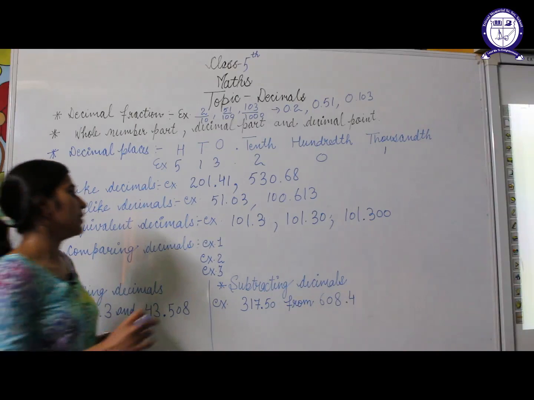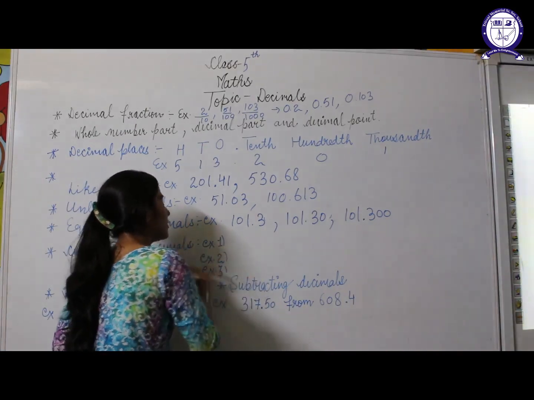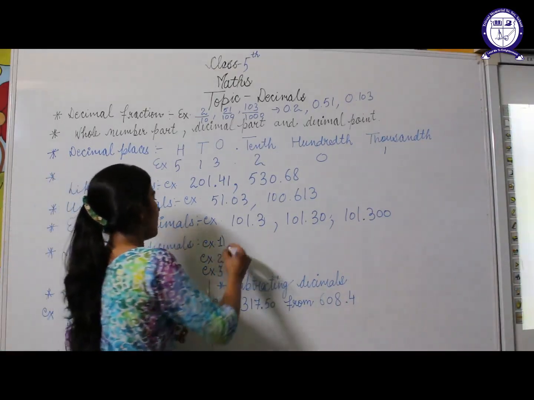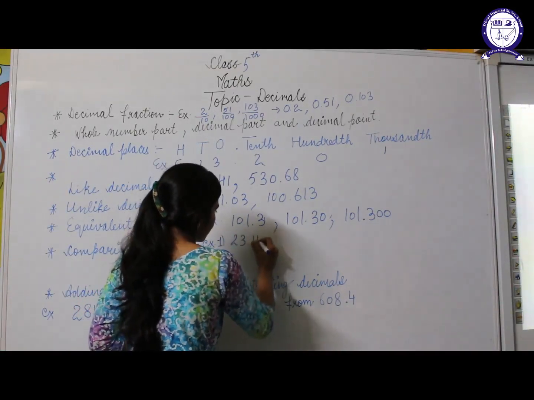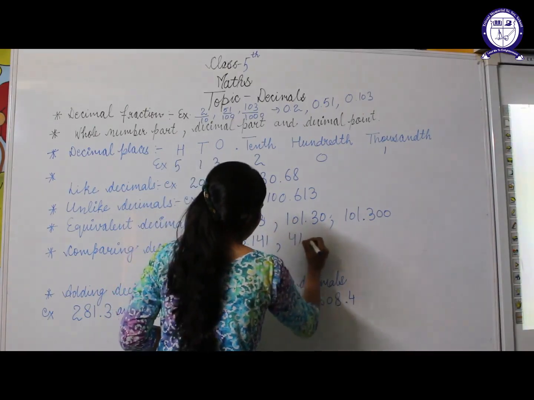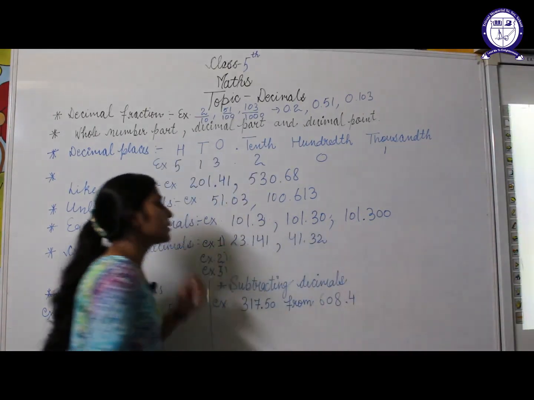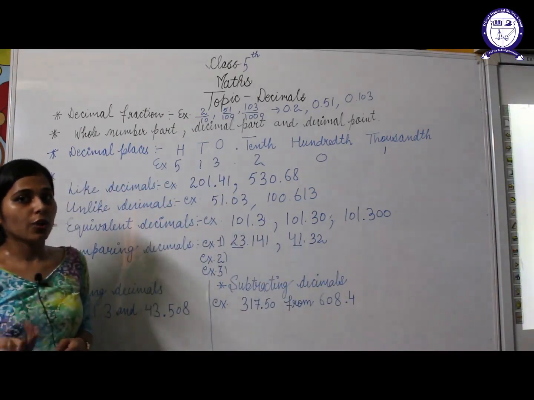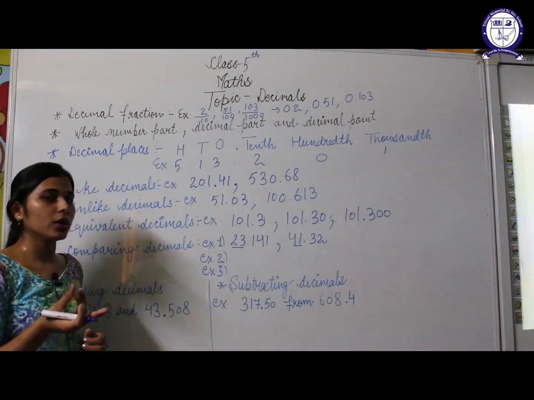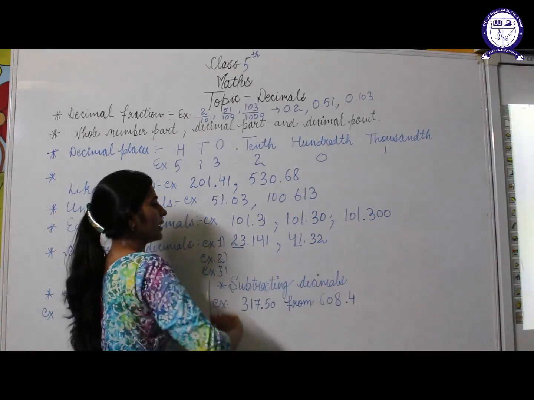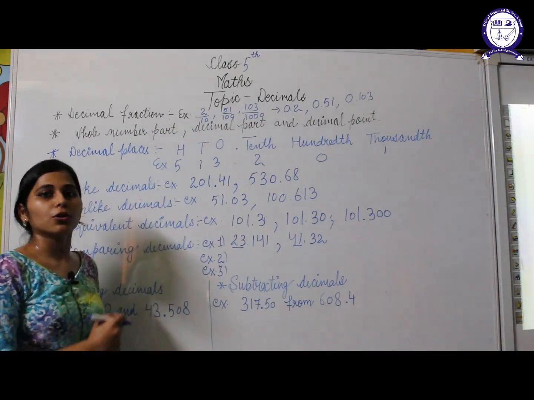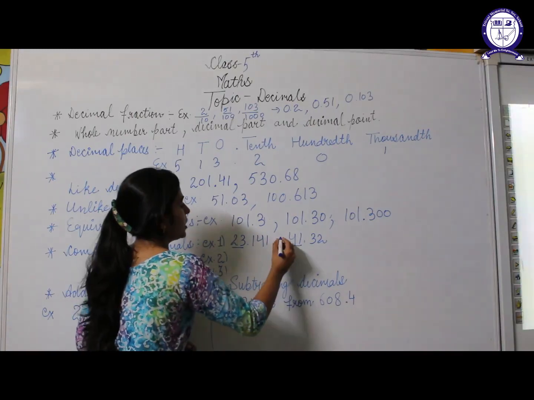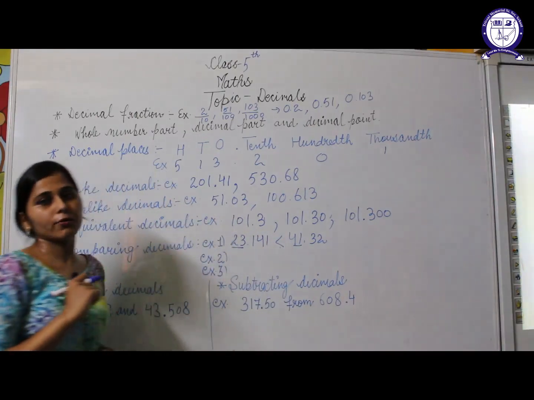Now comparing decimals. Students, in comparison of decimals, first we will compare the whole number part, then we will compare the decimal part. For example, in this we have the whole part as 23 and here the whole part is 41. So as we have discussed, we will compare the whole number part. Here the whole number part is 41 and here it is 23. As we all know that 41 is greater than 23, so 41.32 will be greater than 23.141, students.